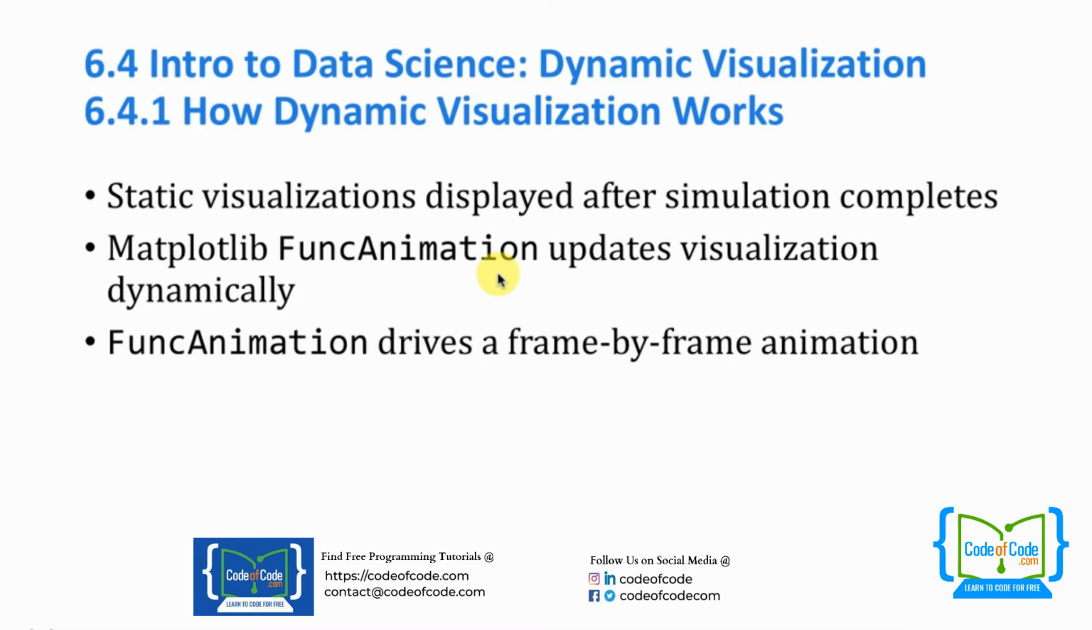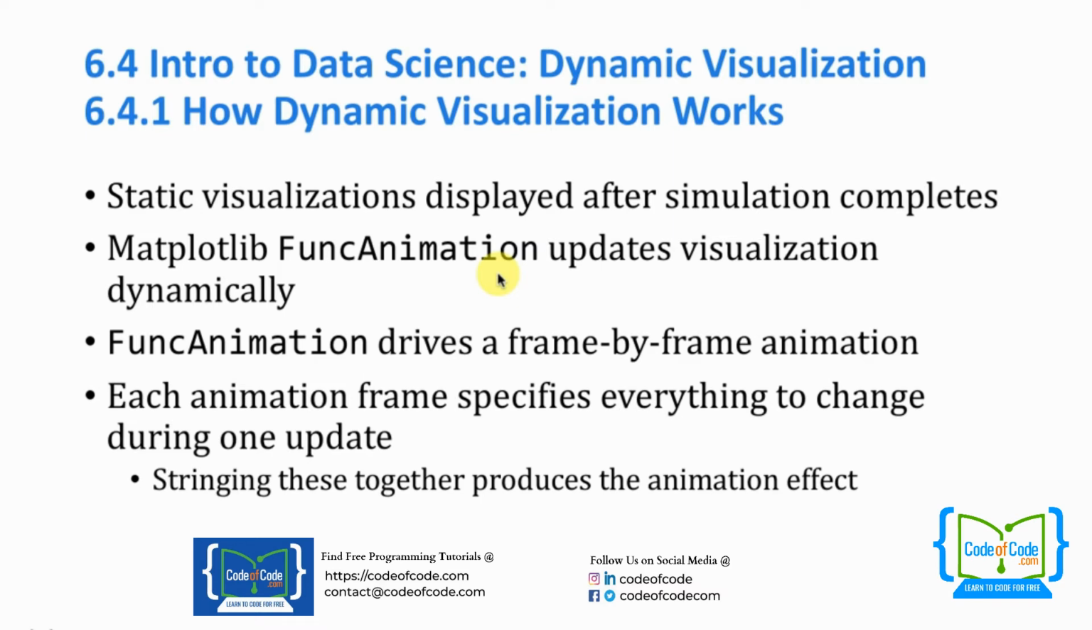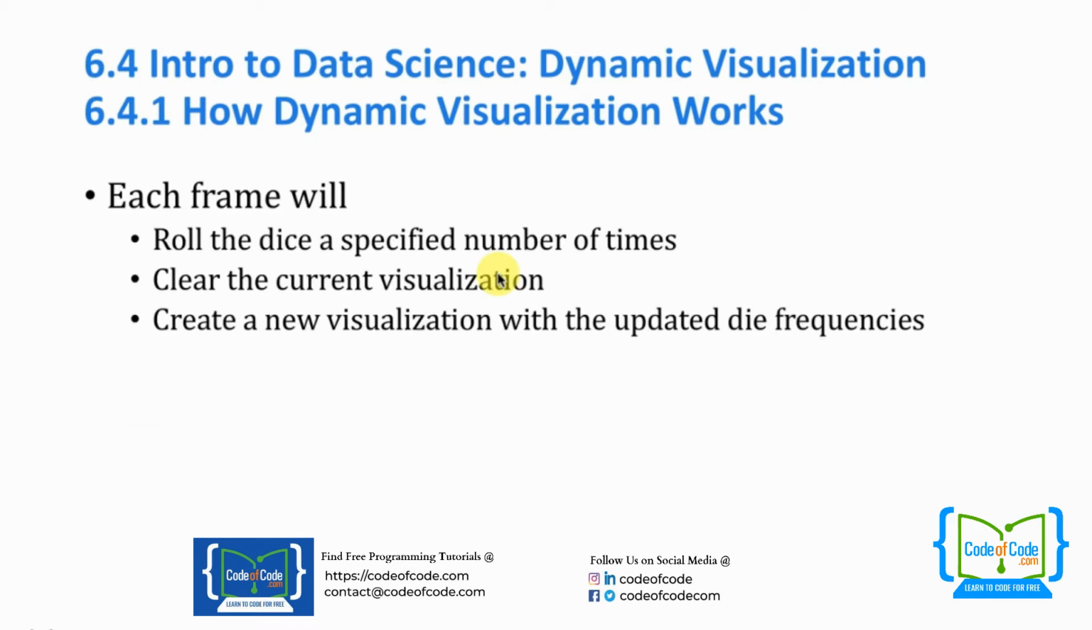Now, the way FuncAnimation works is it drives an animation one frame at a time, what we call a frame-by-frame animation. Every animation frame is going to specify everything about the diagram that needs to be updated during one individual update. And by stringing a whole bunch of these together, we will get that animated effect that we're looking for.